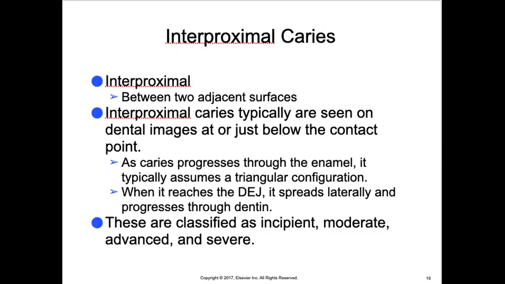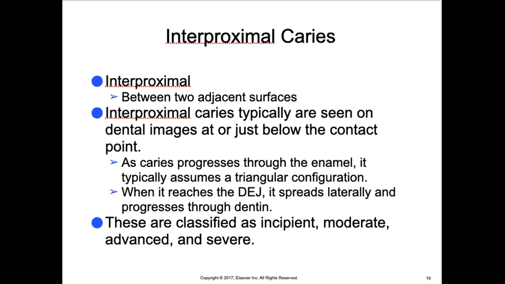Interproximal caries is caries or cavities between two adjacent surfaces. Interproximal caries are typically seen on dental images at or just below the contact point. As caries progresses through the enamel, it typically assumes a triangular configuration right below the contact. When it reaches the dentinoenamel junction, or DEJ, it spreads laterally, or to the side, and progresses through the dentin. These are classified as either incipient, moderate, advanced, and severe.